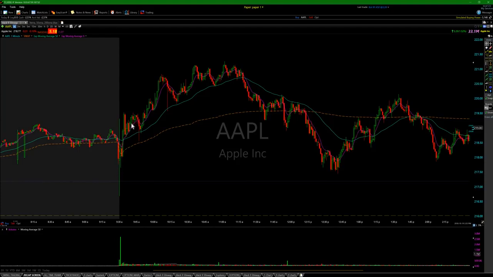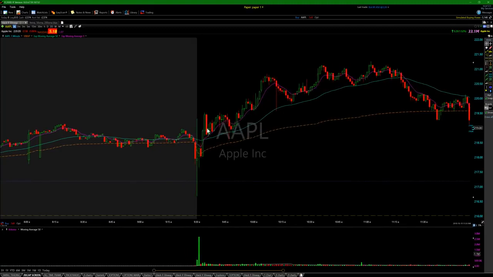Right in here, do you see how Apple is bear flagging up? It starts bear flagging up, and it comes into high of day, and it starts to roll over. Now, I'm already in the trade, and I haven't stopped out because it hasn't given me a reason to stop out yet. But it starts rolling over, okay? And I said that Apple, it's not really looking too good.